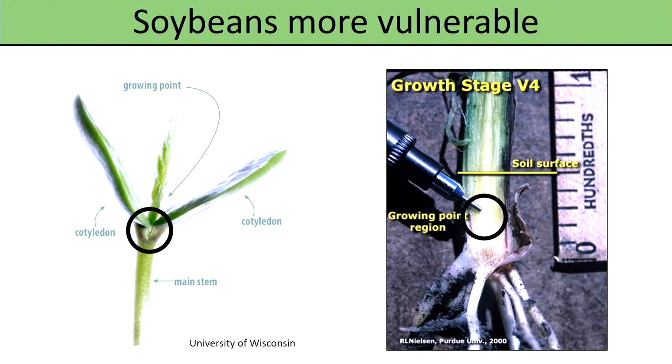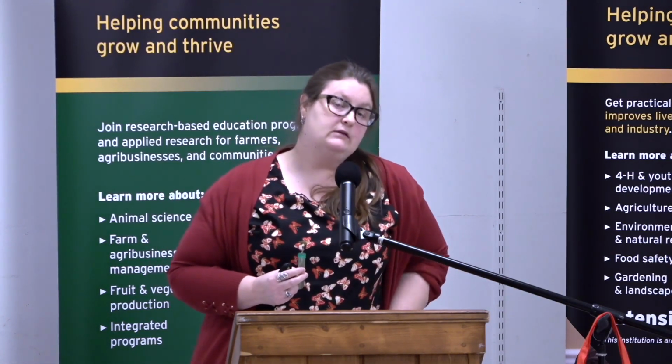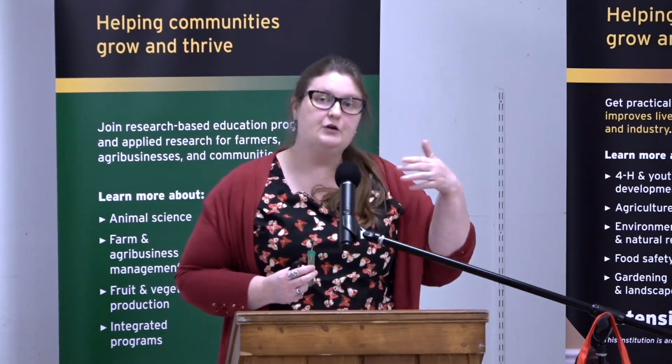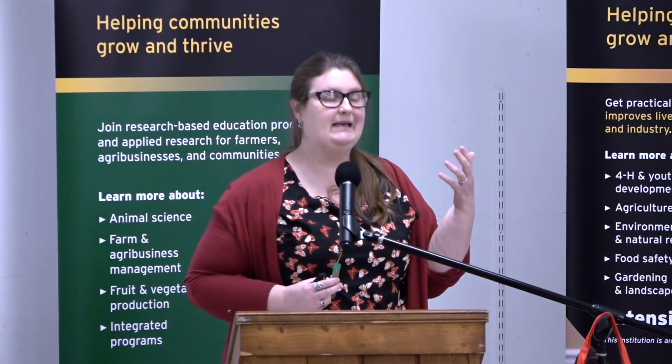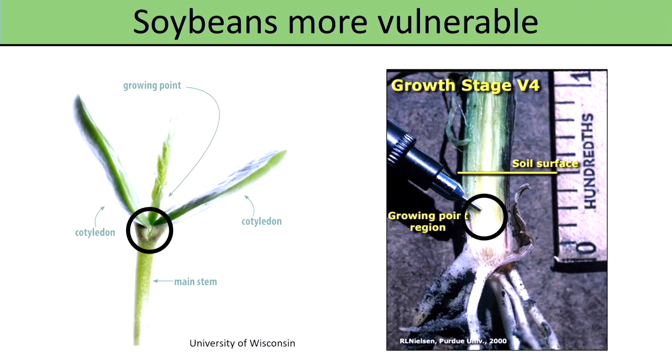And one of the things that we find is that soybeans are more vulnerable to having the seedling killed. And the reason they're more vulnerable is because their growing point is at the top of the plant above the ground. So right there at the bottom of those cotyledons where the leaves are starting to come out, that's the growing point, the apical meristem, the beginning of the soybean plant.